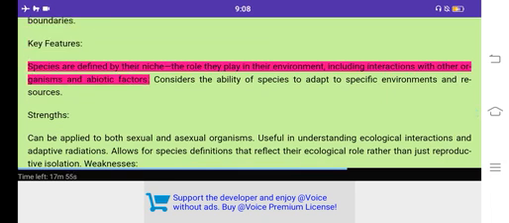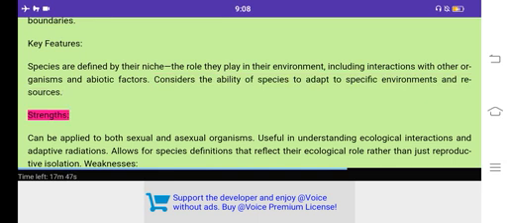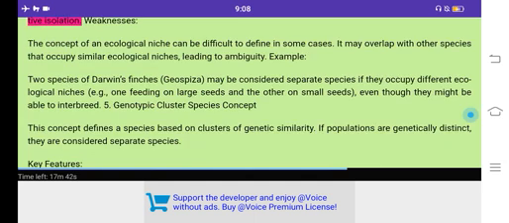Key features. Species are defined by their niche, the role they play in their environment, including interactions with other organisms and abiotic factors. Considers the ability of species to adapt to specific environments and resources. Strengths. Can be applied to both sexual and asexual organisms.